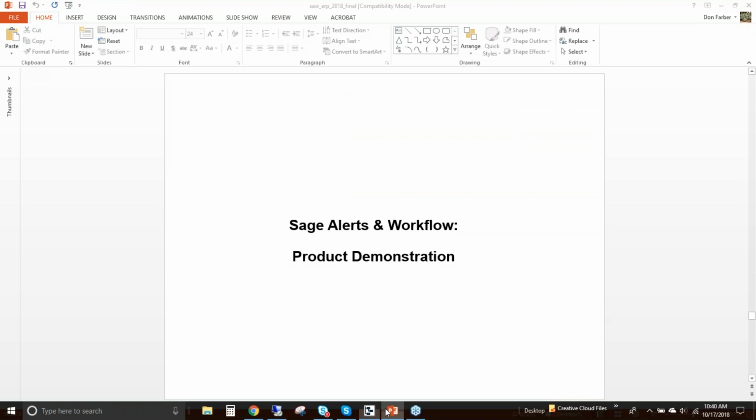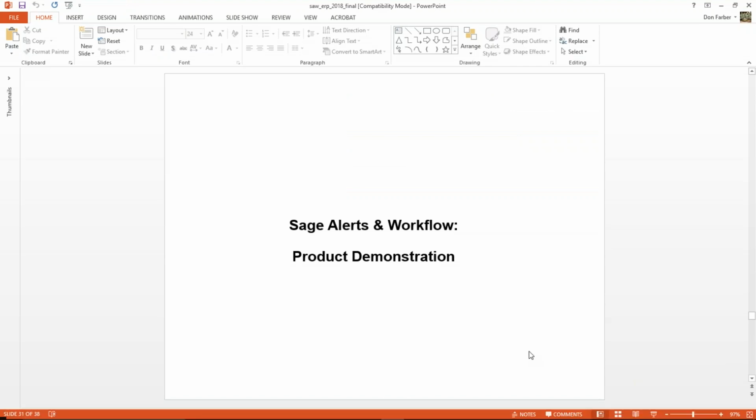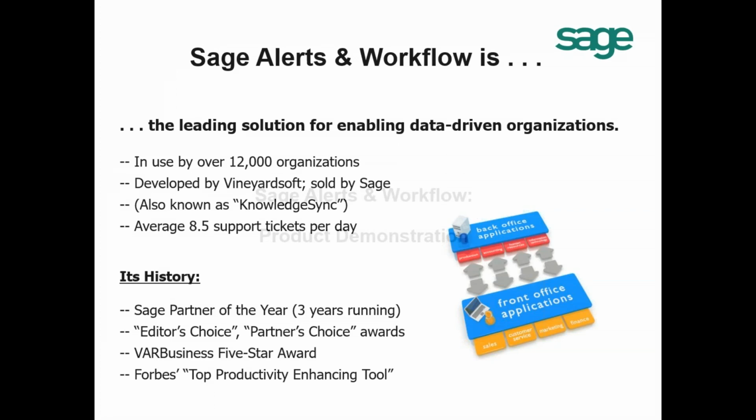Okay. So with that, I'd like to finish up with a few final slides, and then we can open up the lines for Q&A. So, a little bit of background about alerts and workflow. It's been around for a number of years now. In fact, it was first released in 1999. You heard Mike earlier talk about this being the most widely used technology of its kind on the market today. That's true. It's in use by over 12,000 organizations worldwide.